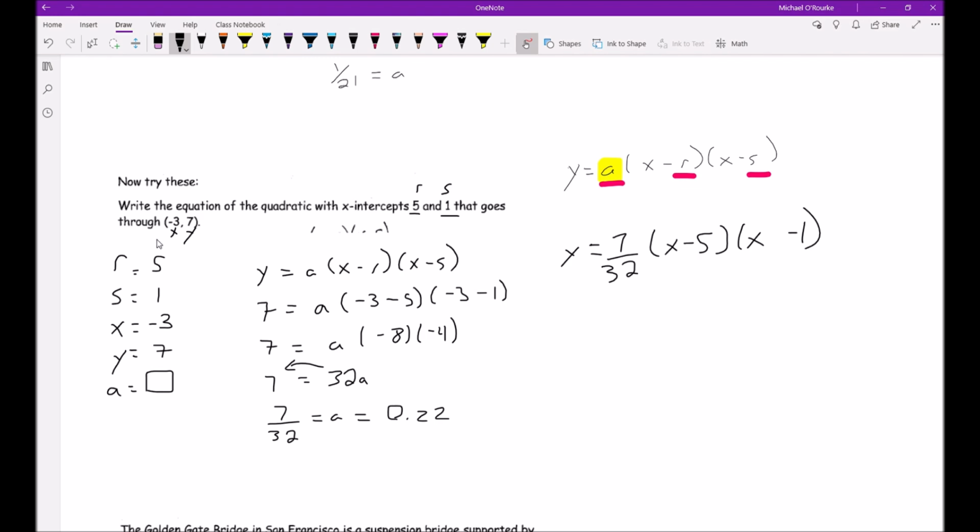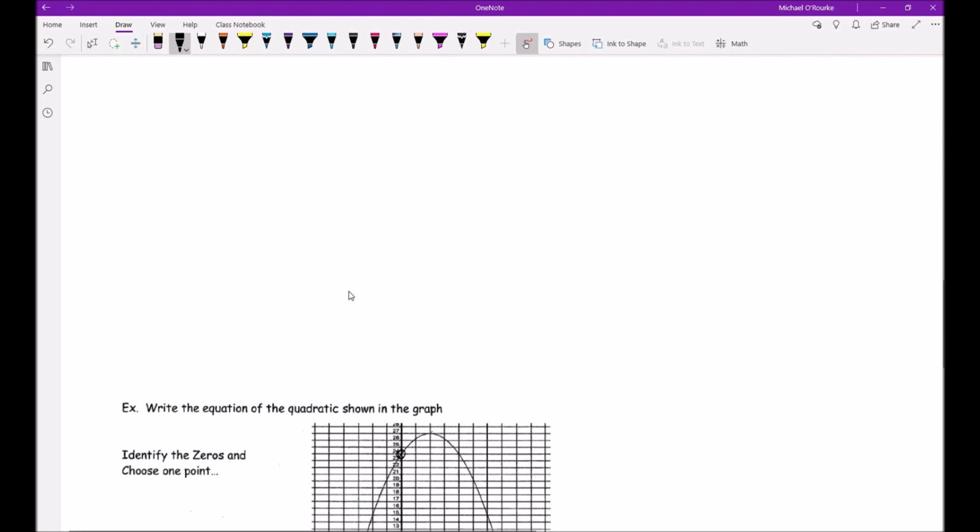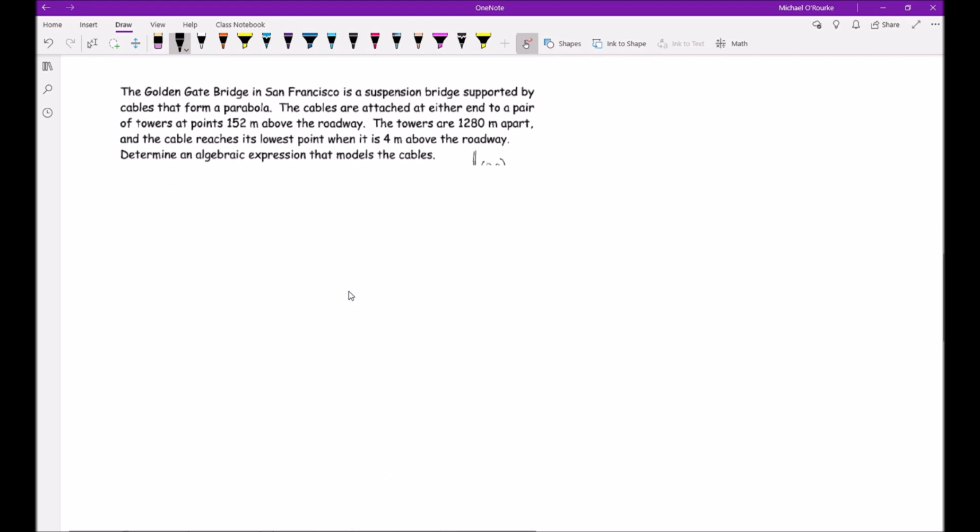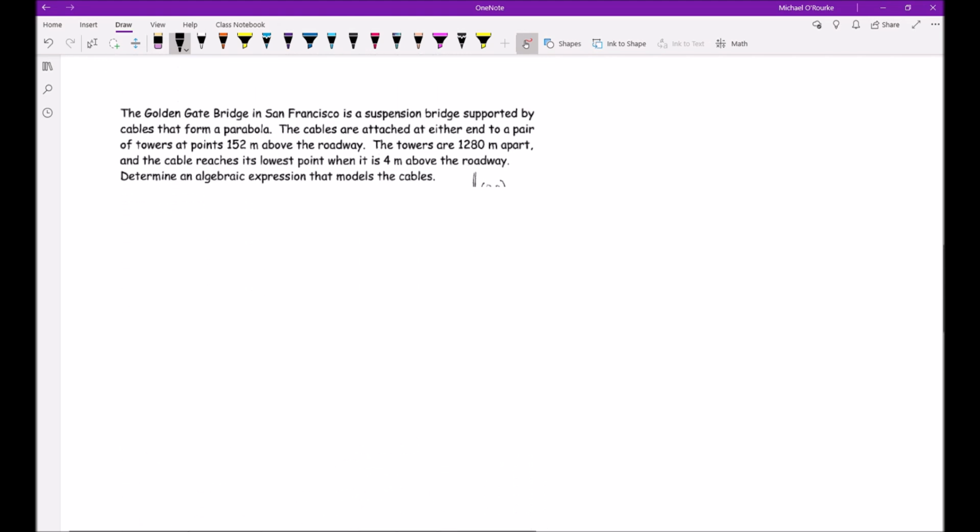Good, good. Great. All right. So let's apply it to a real situation now. Okay? And whenever we do word questions, I always encourage you to sketch a little diagram. It makes it a little bit easier. So the Golden Gate Bridge is a suspension bridge supported by cables that form a parabola.